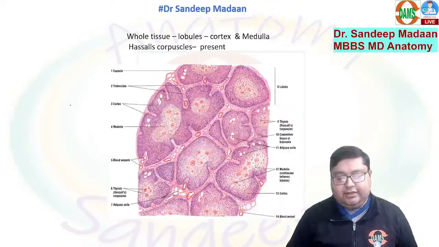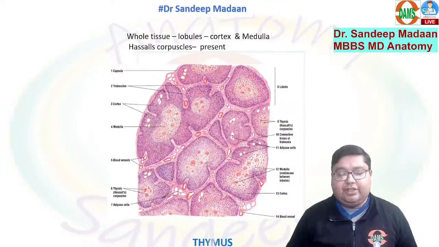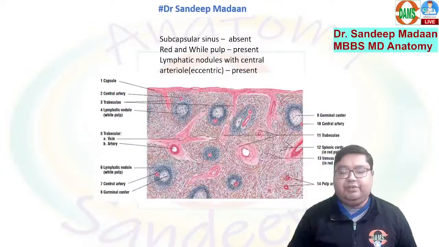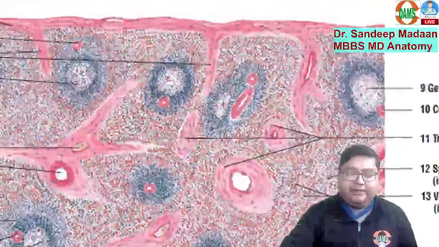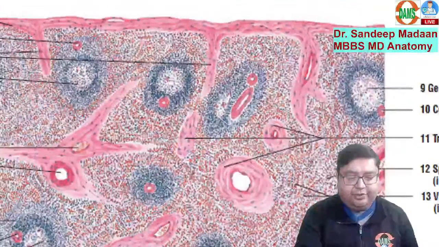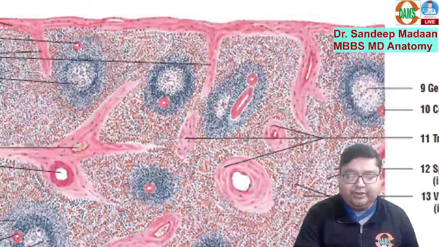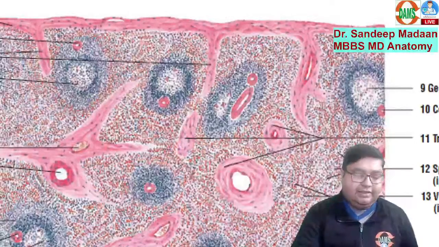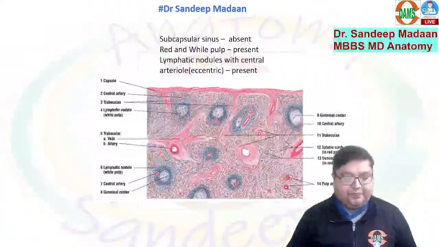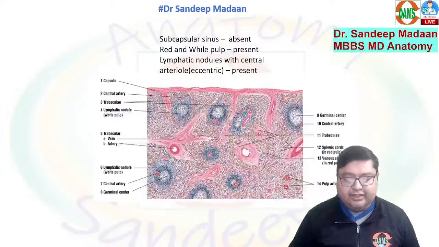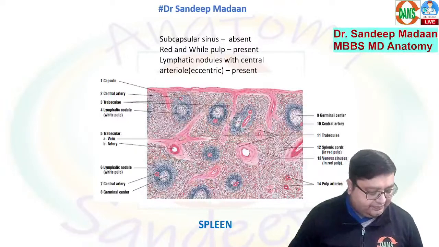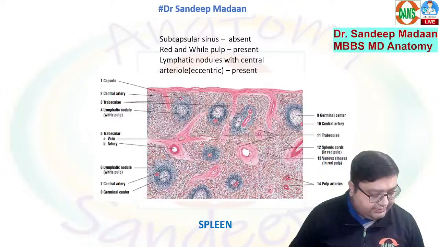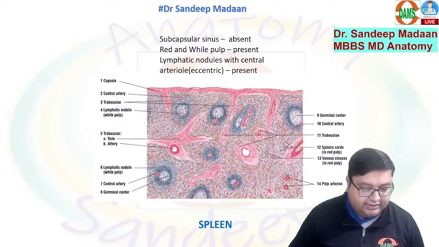But in case this slide was not given, rather this slide was given, which in the first look we can see everywhere reddish pulp, and we have this lymphatic nodule with the central arteriole. If this type of structure was there, this is the white pulp, red pulp, and lymphatic nodules with the central artery, then answer will be spleen. So you are the best judge. What was given as per your recall, whether it was thymus or whether it was spleen?